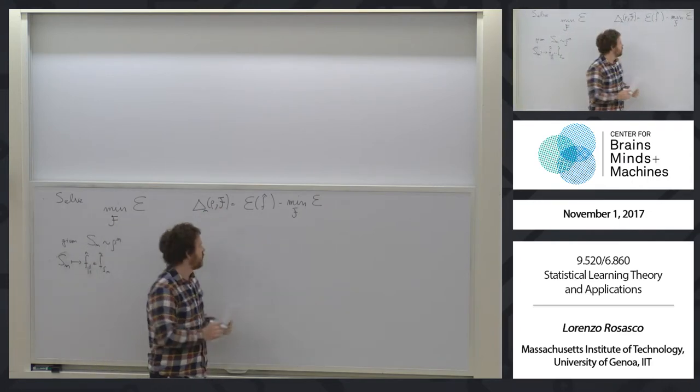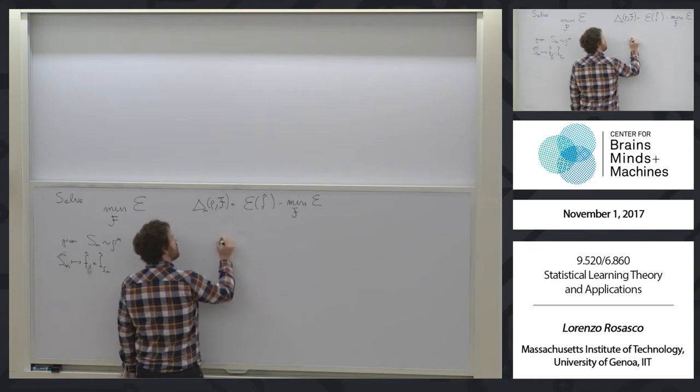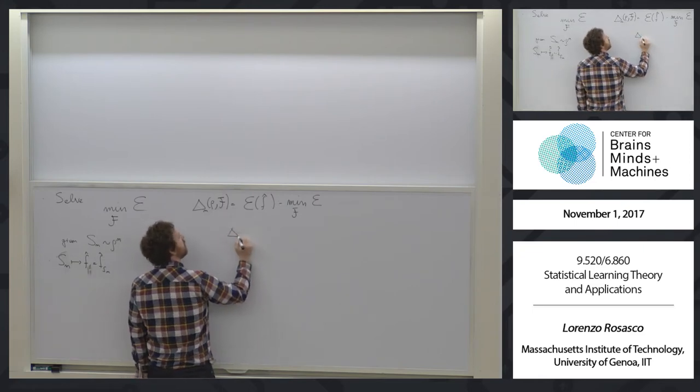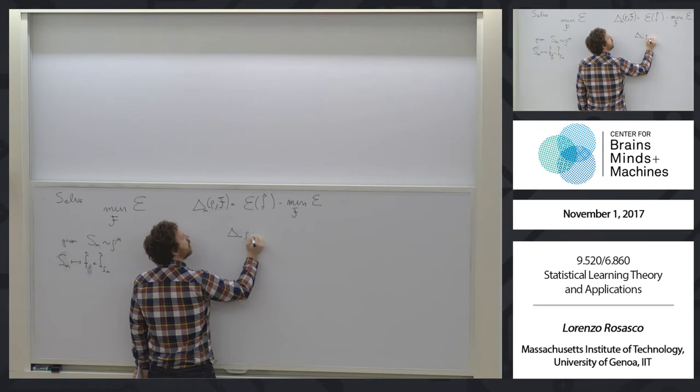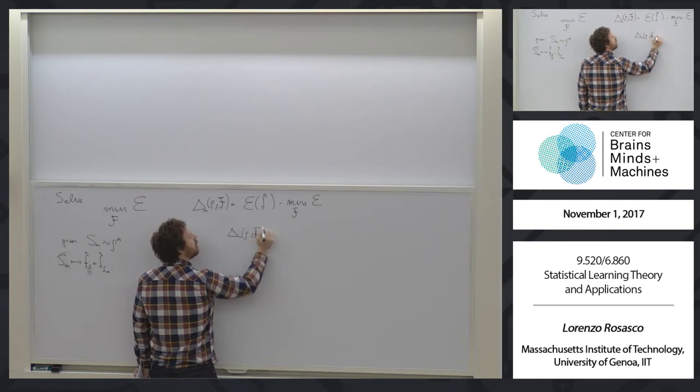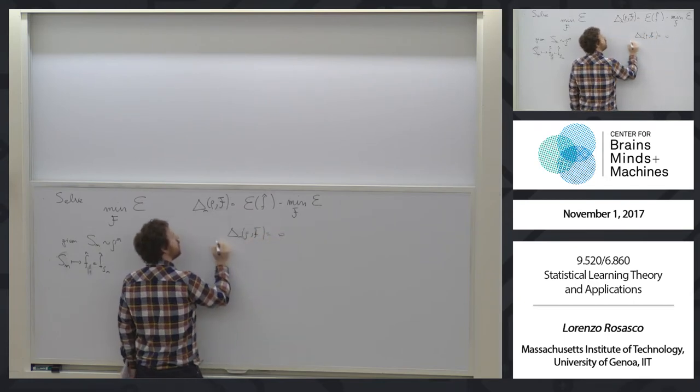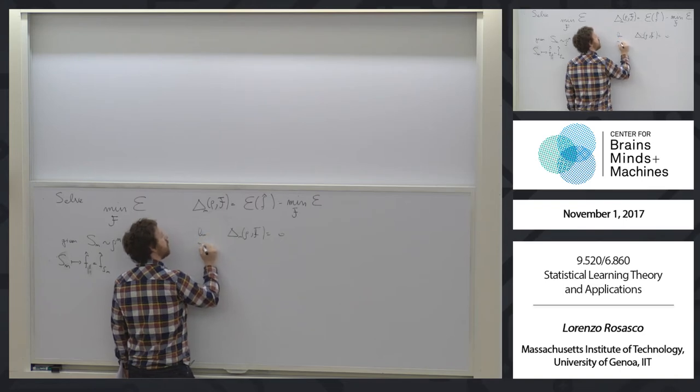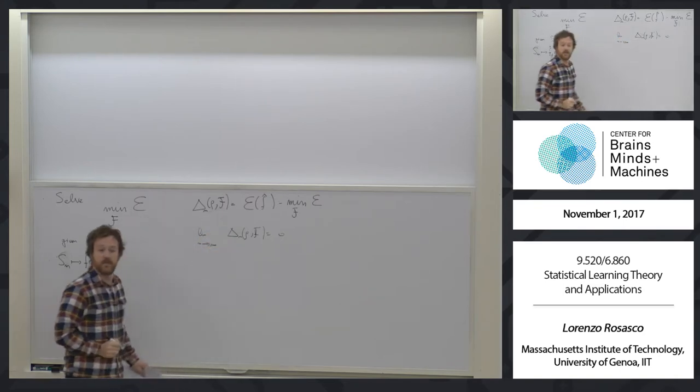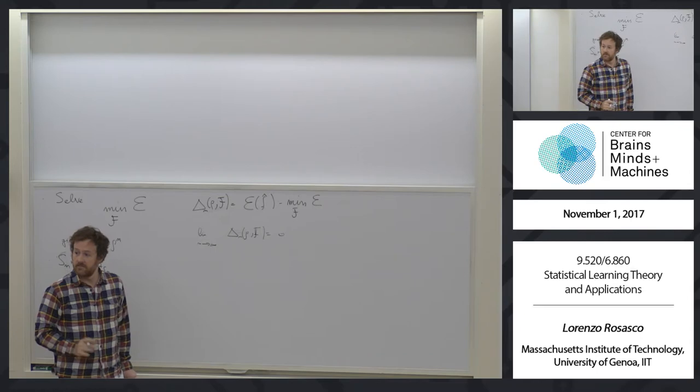Okay. So now I can use a shorthand, which is basically saying, I want to make sense of the fact that delta n has to go to 0 in the limit of the number of points going to infinity. Okay? Does that make sense?